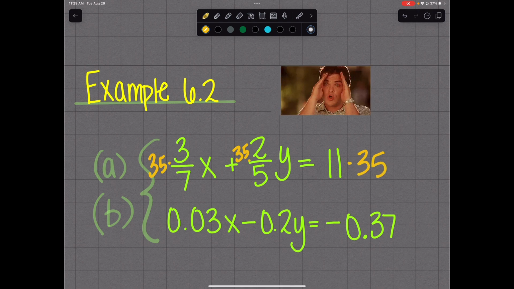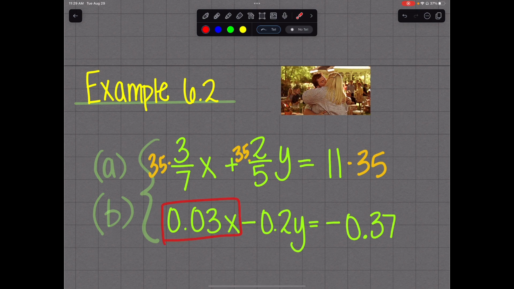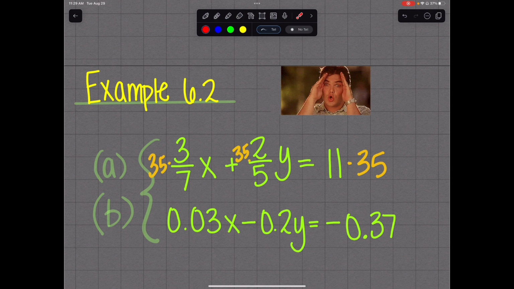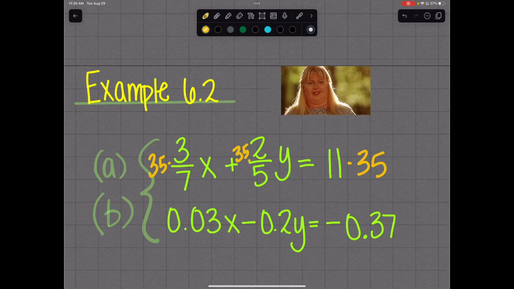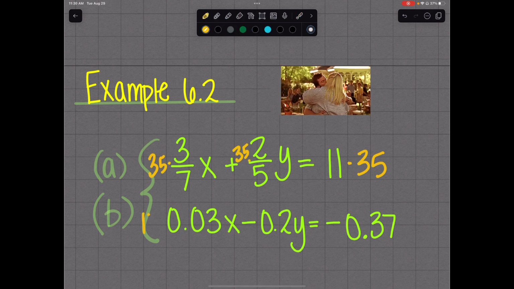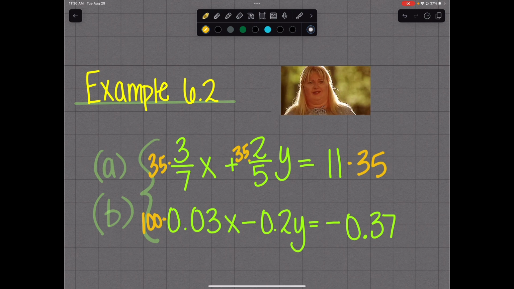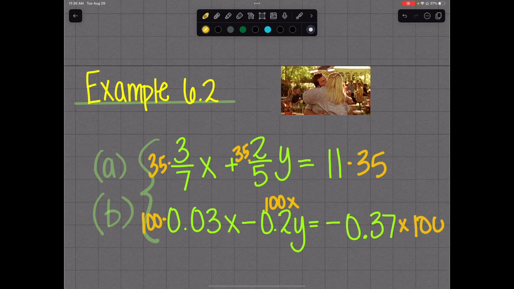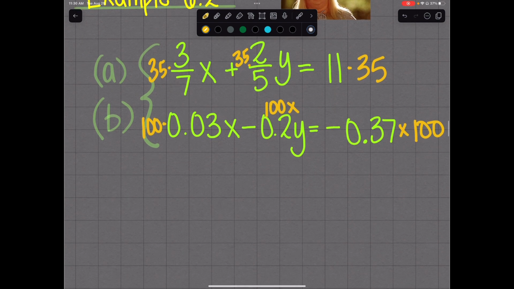Did you know you can do the same thing with decimals? Because decimals are just basically the same as fractions, right? So let's multiply everything here by 100. So 100 times that, 100 times that, and then 100 times that. And that will actually get rid of the decimals.